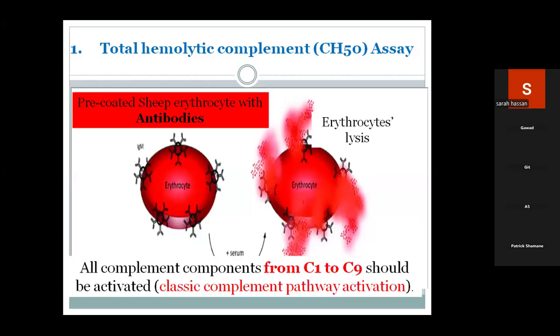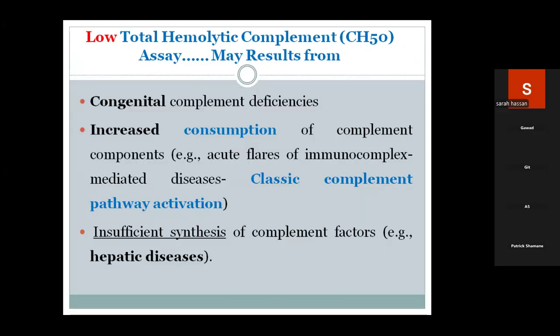Antibodies means antigen antibody reaction, which means the classic complement pathway, and that is triggered with antigen antibody reaction, where the first component will be C4. So in this case, C4 will be used, so it will decrease in its amount and end up with the MAC system. It could be low in congenital deficiency or increased consumption. Consumption with increased acute flares of immune complex mediated disease or classic complement pathway activation, and or insufficient synthesis of complement factors as in hepatic diseases.